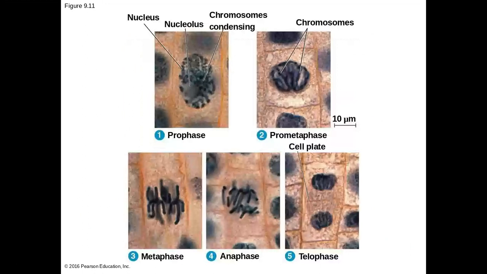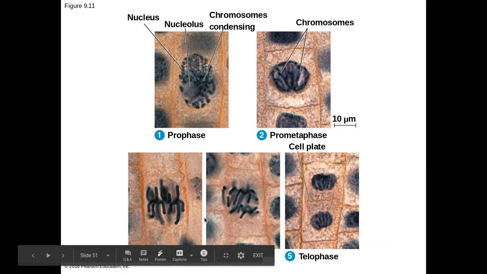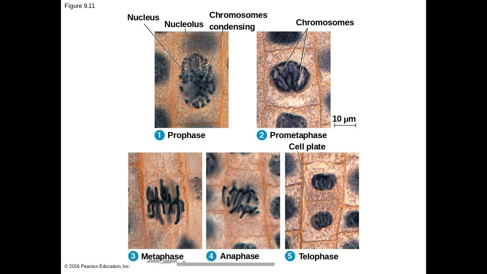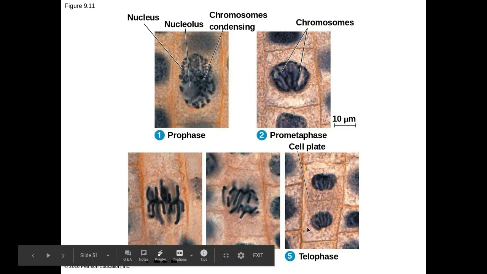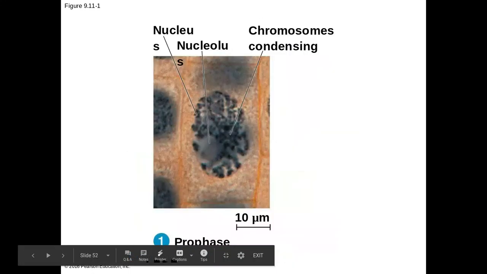This is another picture of a plant cell. So prophase, you can see the chromosomes are condensing, but we can still see the nucleus. In prometaphase, the nucleus has disappeared and the chromosomes have continued to condense. In metaphase, the chromosomes are lined up in the middle. Anaphase, they're moving away from each other. And then in telophase, we get the decondensing of the chromosomes. They're coming back to be more like spaghetti, like chromatin. The two nuclear membranes have reformed, and then here's your cell plate forming.